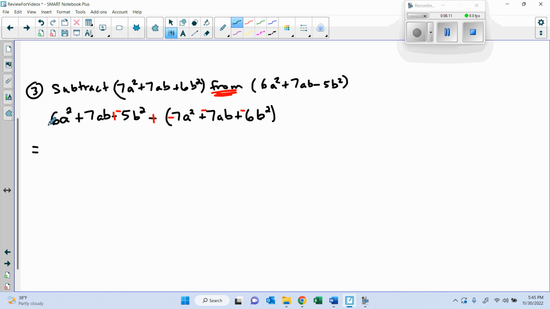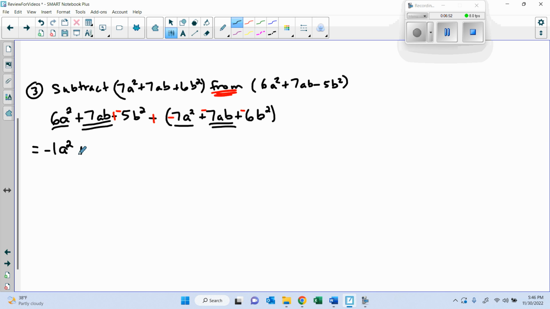So my first term is 6a squared, and then over here I have another a squared term. So I have 6a squared plus negative 7a squared. So that's going to be a negative 1a squared. And then I have an ab term right here, and I have another ab term. So they're alike because the variables are the same and they have the same powers. They're both just ab. So I have 7ab plus negative 7ab, and that's going to be 0.